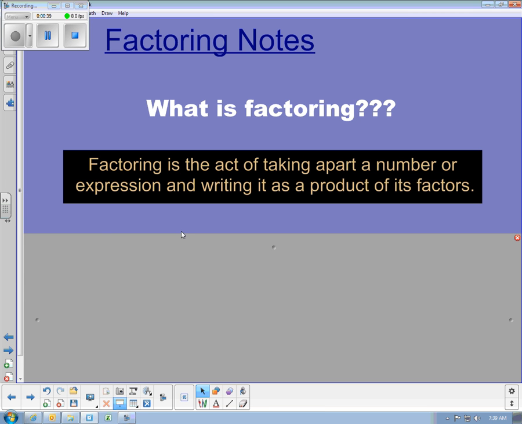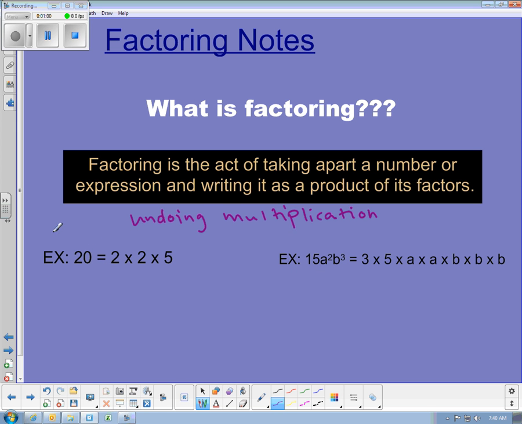Factoring is the act of taking apart a number or an expression that's written as a product of its factors. So basically, what we're doing when we are factoring is we are undoing the multiplication. One example of that could be 20 is the same thing as 2 times 2 times 5. That's the prime factorization of 20. Or 15a squared b to the third is 3 times 5 times a times a times b times b times b. Again, prime factorization is undoing the multiplication, taking it back apart.